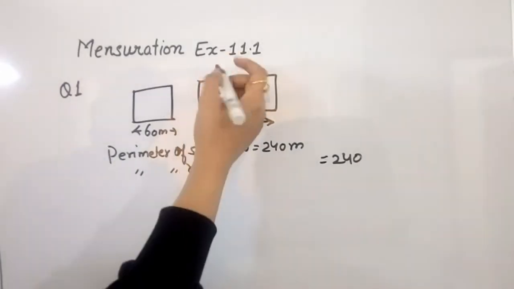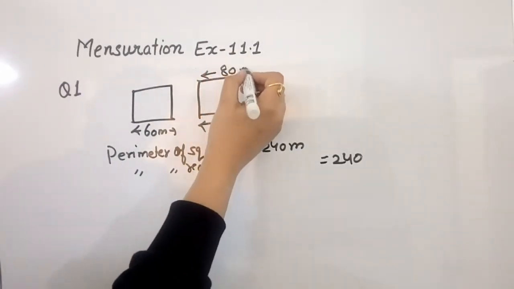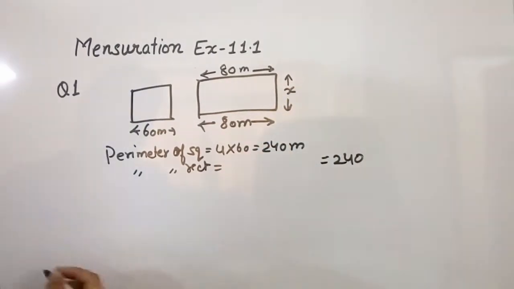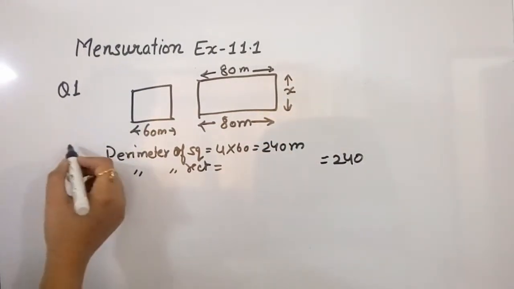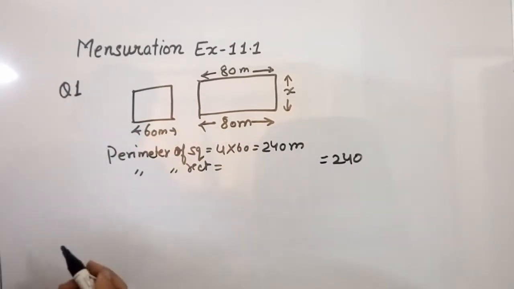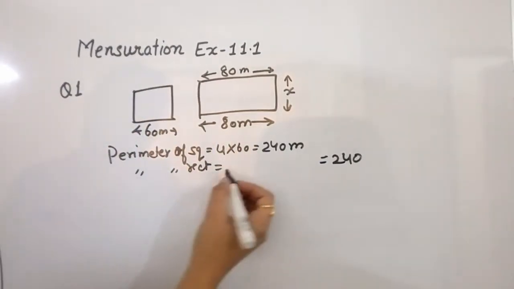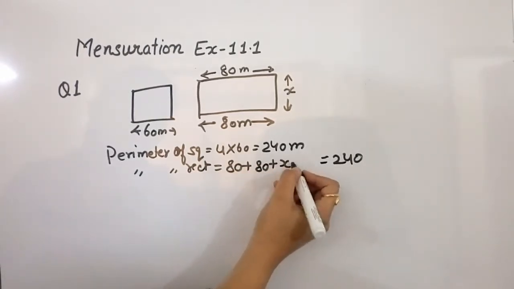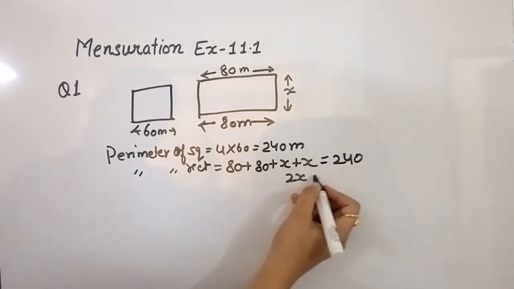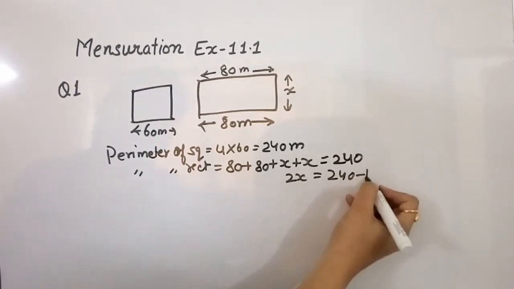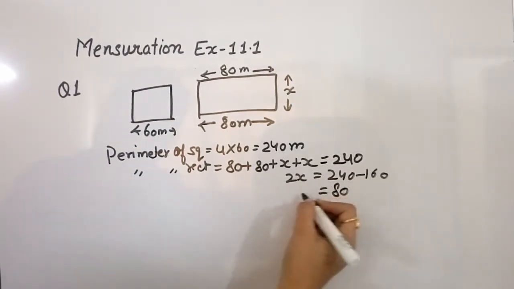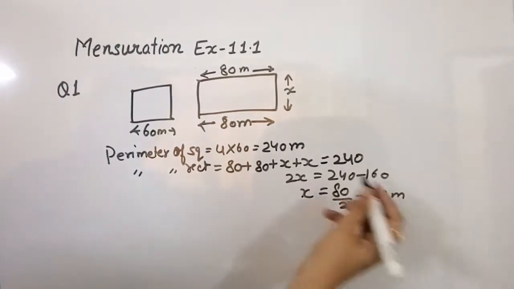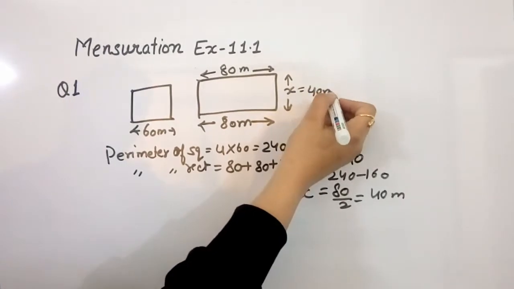So two sides are given as 80, but we don't have this side. Let this side be x. So we have to write let breadth of this rectangle be x. So sum of 80, x, and x is 240. So 2x is 240 minus 160, that is 80. x is equal to 80 by 2, that is 40 meter. So we got it as 40 meter.